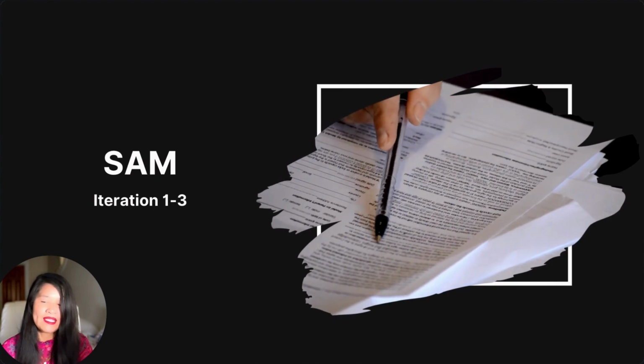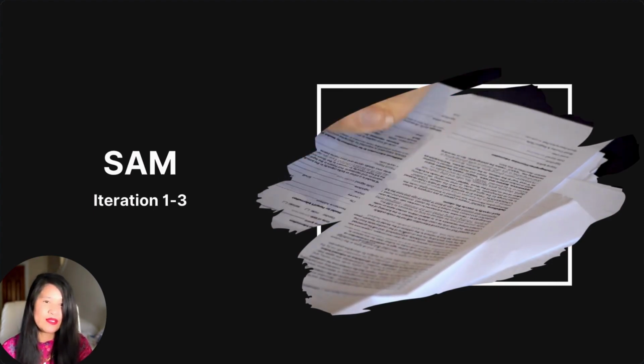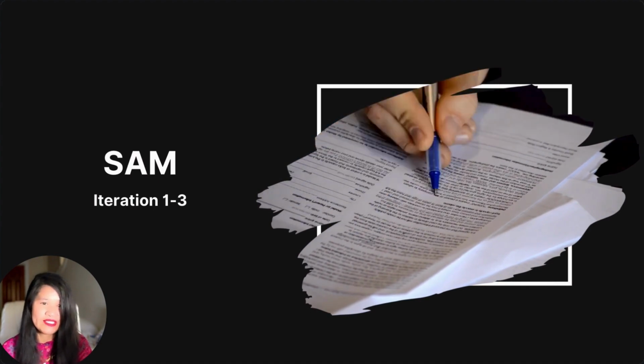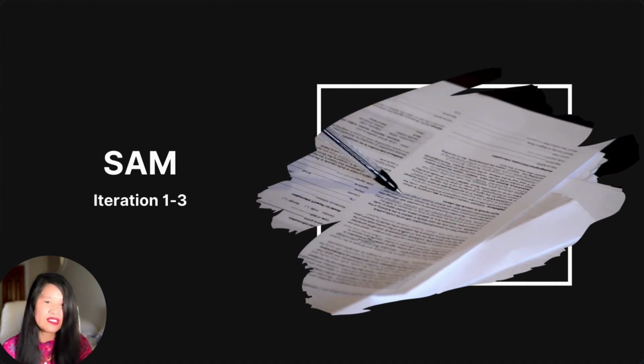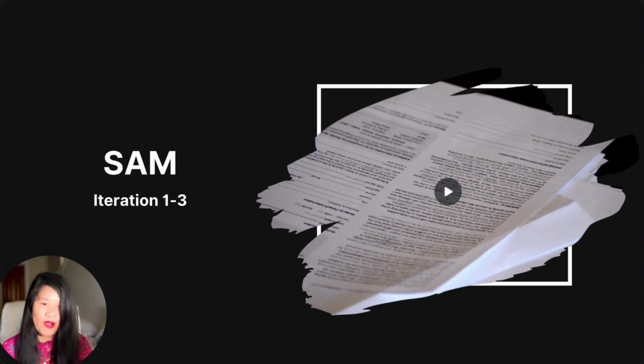And the next is called iteration 1 to 3. In these phases, you'll create and test successive versions of the course, and each iteration builds on the feedback received in the previous iteration, and then your e-learning course is refined and revised based on the ongoing evaluation and feedback from project partners.